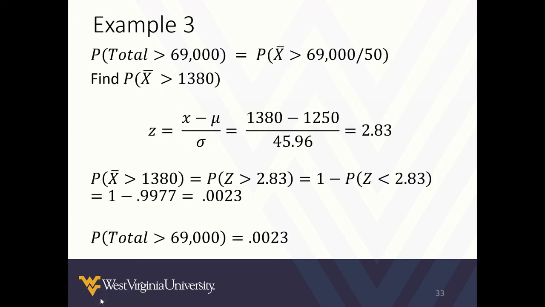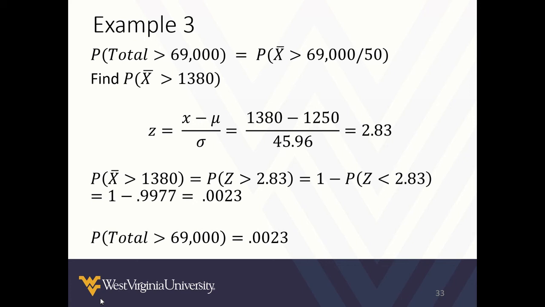So, still using that information from the previous slide, we want to know what is the probability that the total is greater than 69,000. Using our knowledge of our sampling distribution, that means we're really asking what is the probability of our sample mean being greater than 69,000 divided by 50, because we're going to divide it up into each home to make things a little bit easier given the information we had on the previous slide.